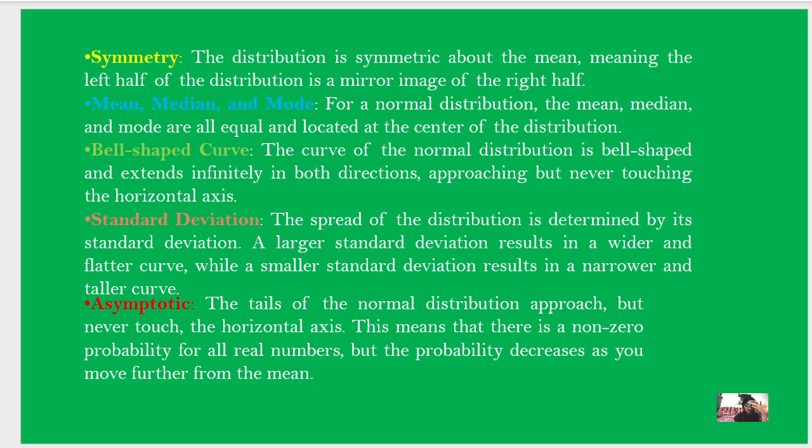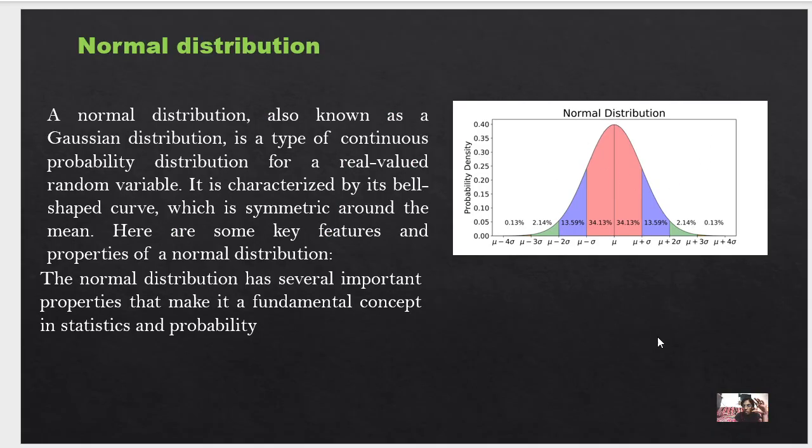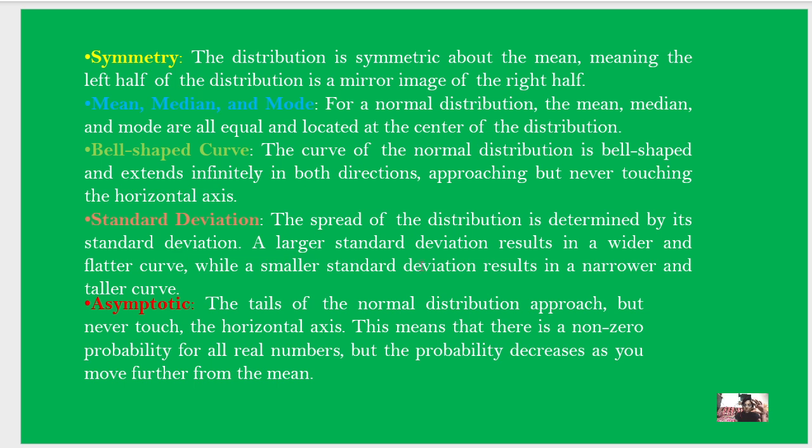The second thing is mean, median, mode. For a normal distribution, you don't get a difference between mean, median, and mode. These are equal and located at the center point of the distribution. Next is standard deviation. The spread of the distribution is determined by its standard deviation. A larger standard deviation results in a wider and flatter curve, while a smaller standard deviation results in a narrower or taller curve.